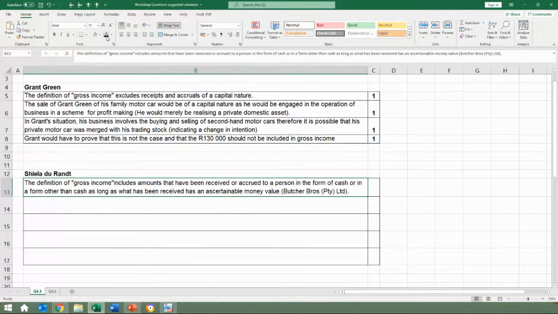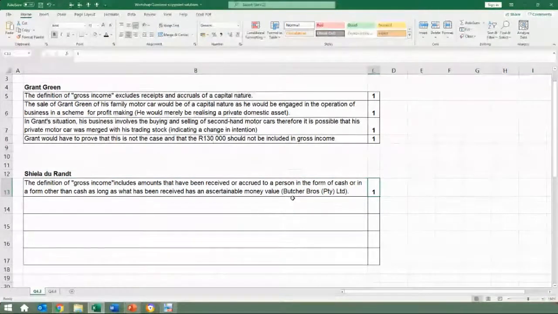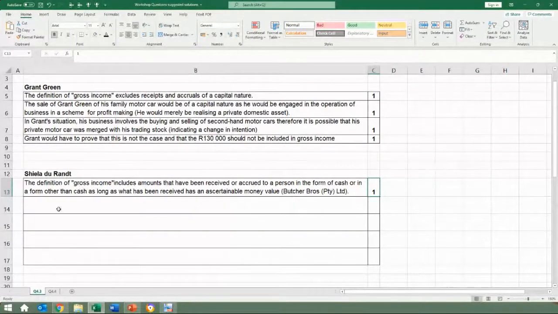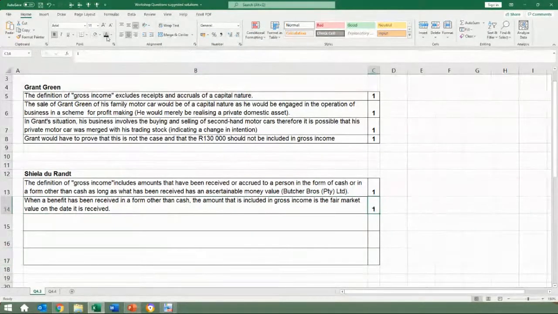You would first start with the definition of gross income, and you talk about the fact that amounts that have been received or accrued by a person in the form of cash or other than cash with ascertainable value. So that is the Butcher Brothers court case. So when a benefit has been received other than in cash, the amount is included in the gross income at its fair value. So you state that the furniture they have received is included at the fair market value.